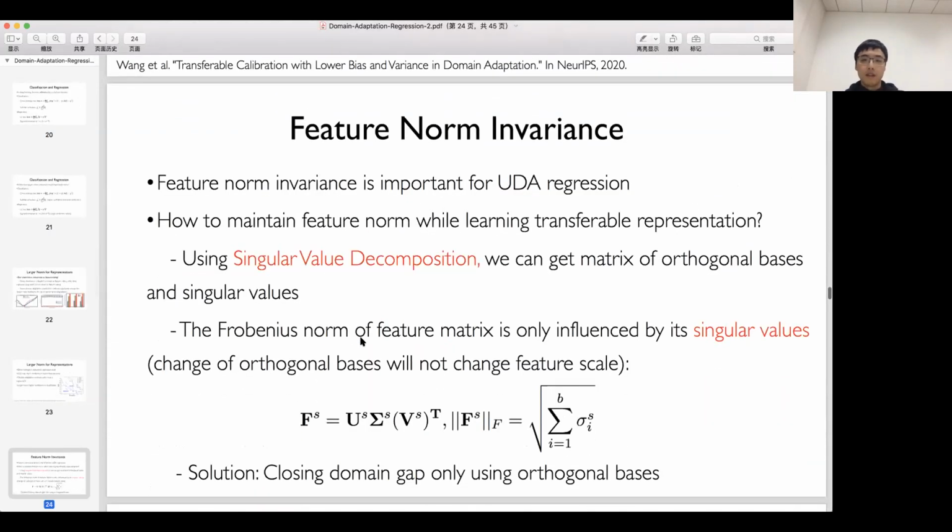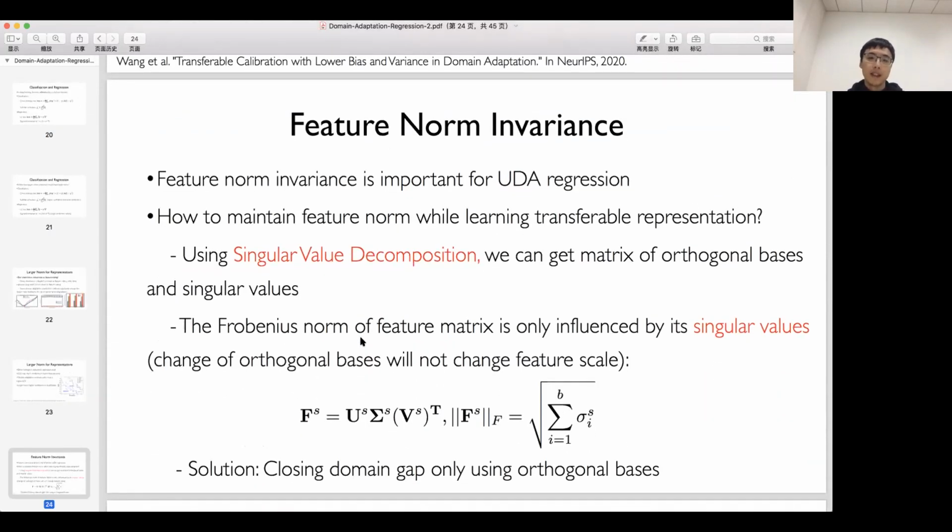So from the above observations, we can find that the feature norm invariance is very important for domain adaptation regression problem. So the question is how to maintain feature norm while learning transferable representation. Using singular value decomposition, next we will call it SVD, we can get the feature matrix of orthogonal bases and singular values.